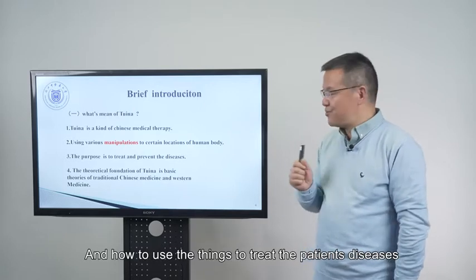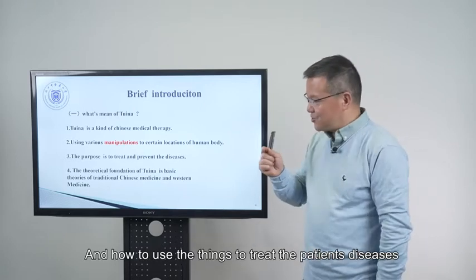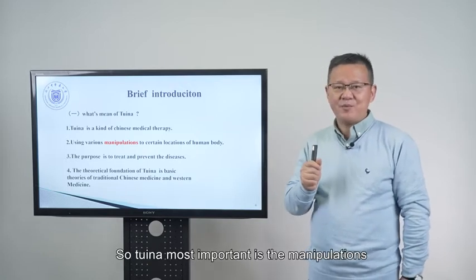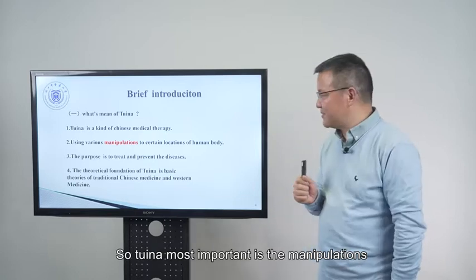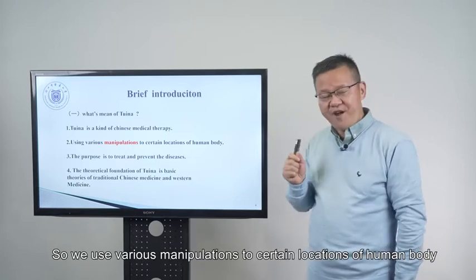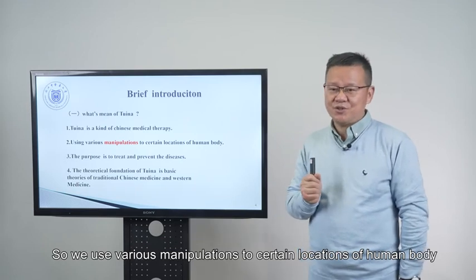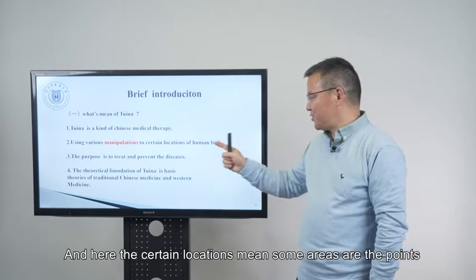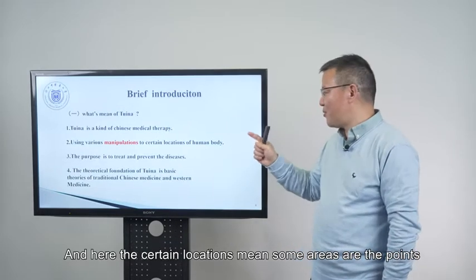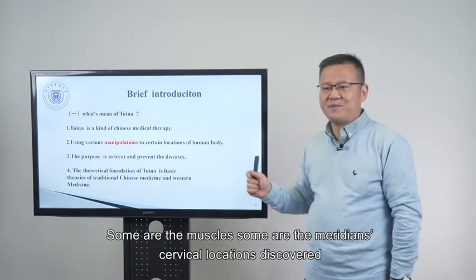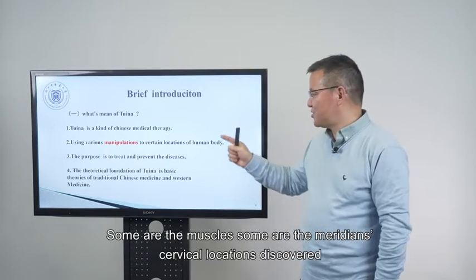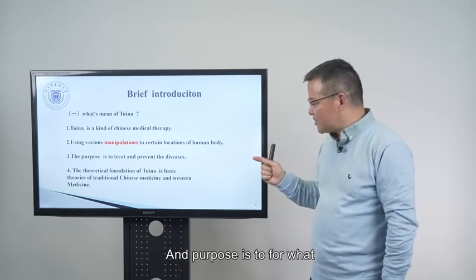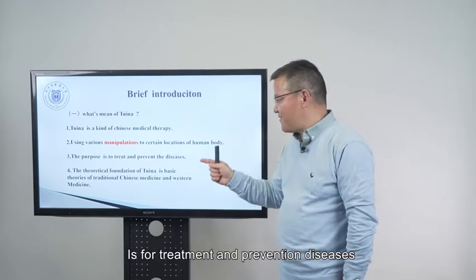And how do we use it to treat the patient's diseases? We use manipulations. So for Tuina, the most important thing is the manipulations. We use various manipulations on certain locations of the human body. Here, certain locations means some areas are points, some are muscles, some are meridians. So we just call them certain locations. And the purpose is for what? It's to treat and prevent diseases.